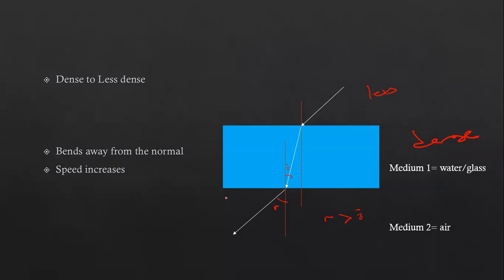So that's just the idea of refraction. From less dense to dense, if we go back here, you can see it bends towards the normal. If we focus on dense to less dense, then it bends away from the normal. And you expect the angle of refraction to be higher than the angle of incidence.